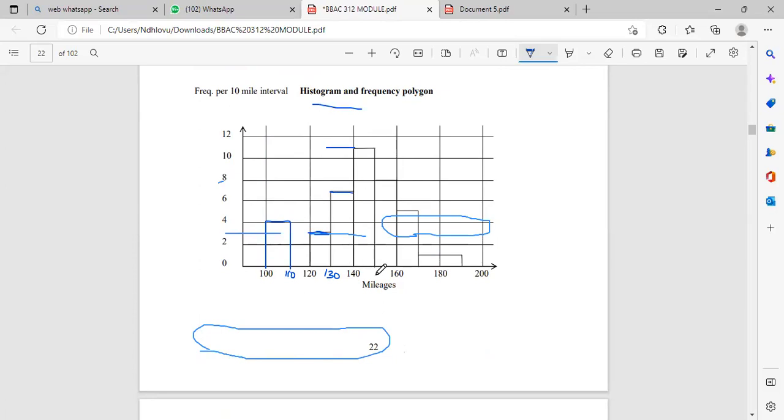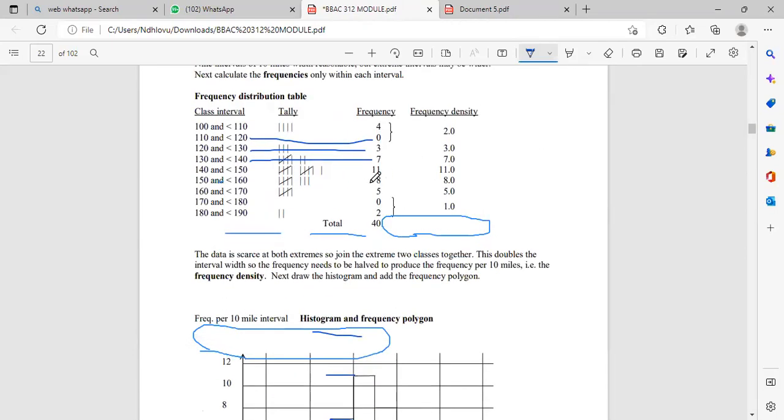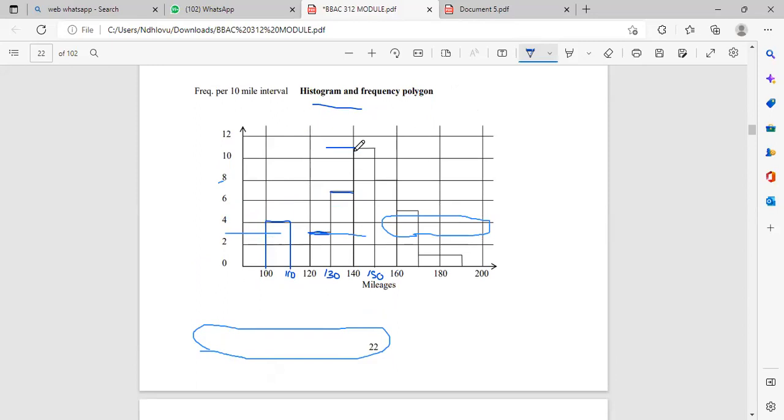Getting down to 140 to 150, we can put what we have in the frequency between 140 and 150. So 140 and 150, it's 11. So it's this one at this point. So this is how the histogram is obtained. This other one is ending at that point, this one is ending at that point, and the other one is ending at that point.